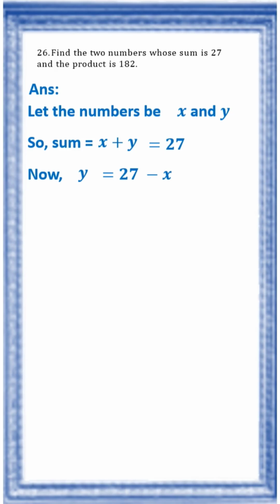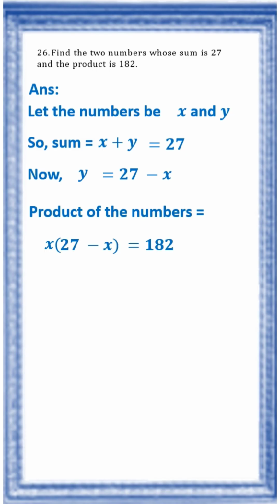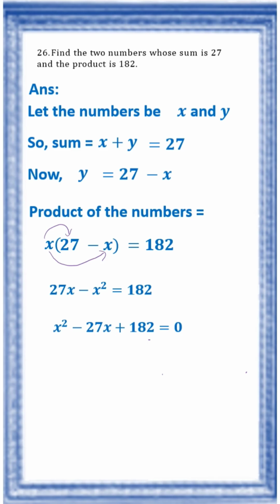Here it is also given that the product of the two numbers is 182. Here the product of the numbers is x into 27 minus x is equal to 182. Now multiply these two. 27x minus x square is equal to 182. Now write in the standard form. What will you get? x square minus 27x plus 182 is equal to 0.